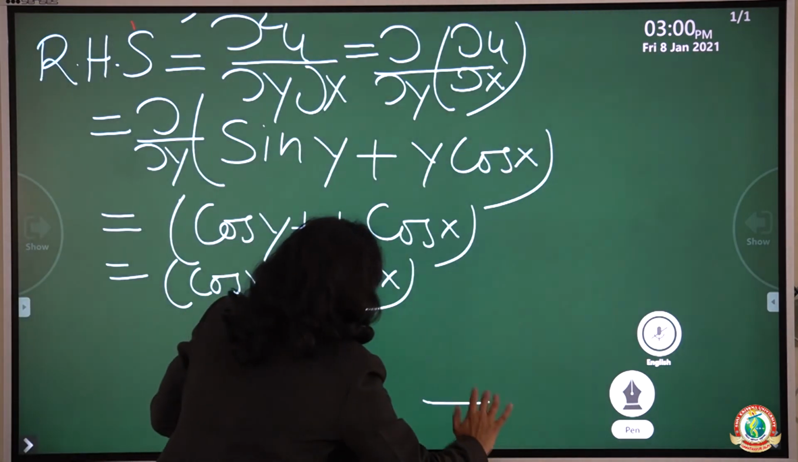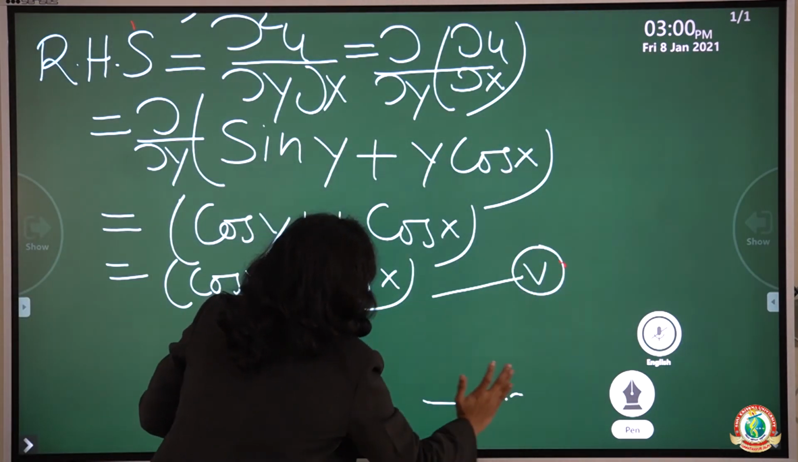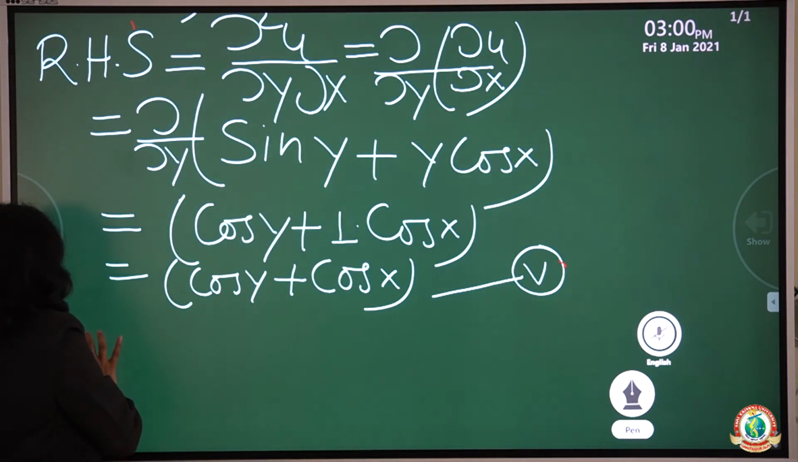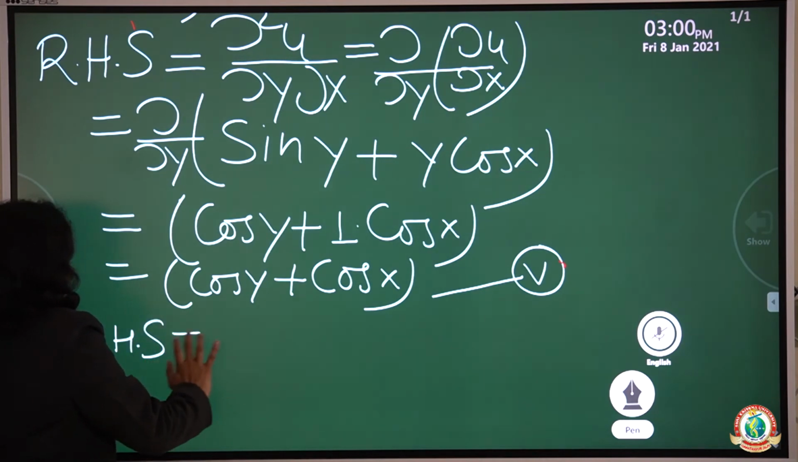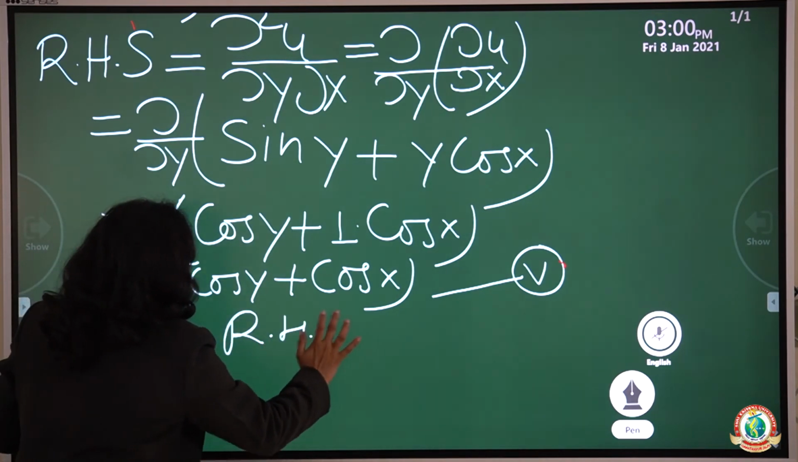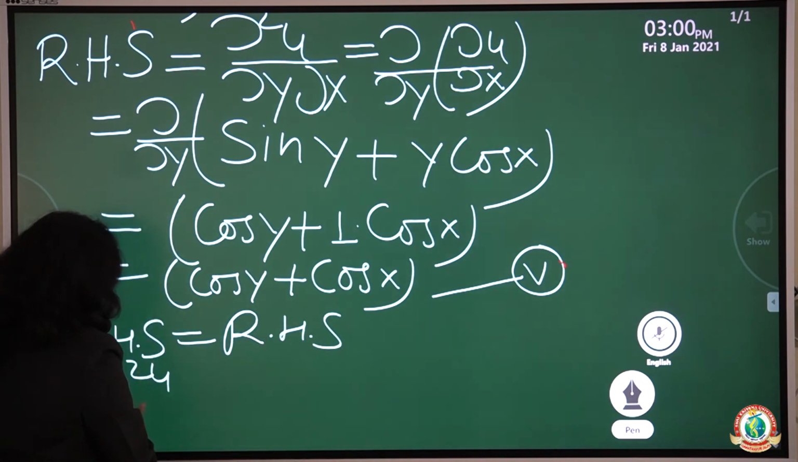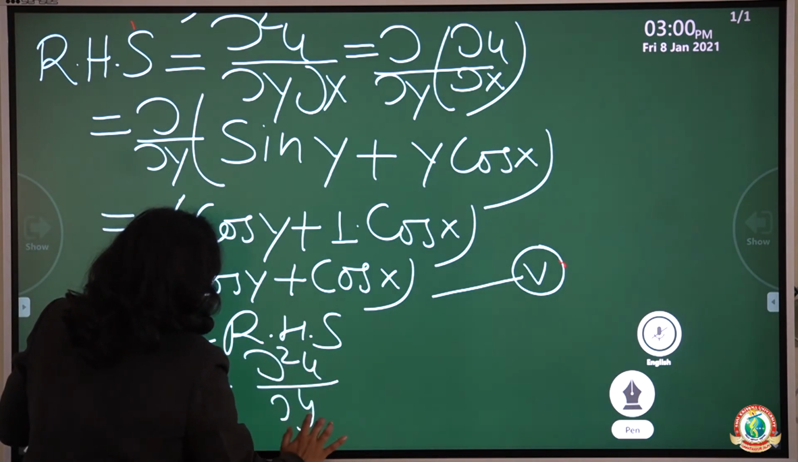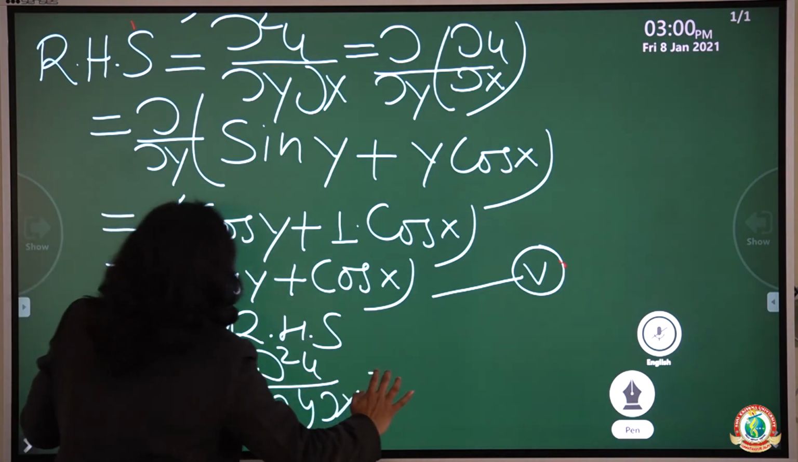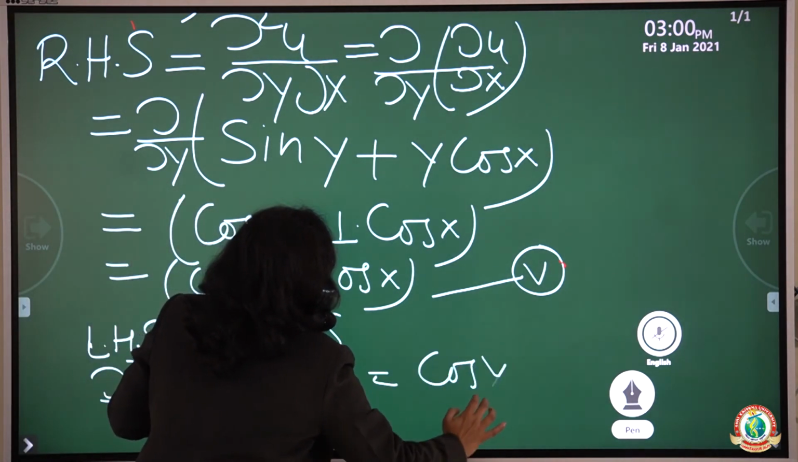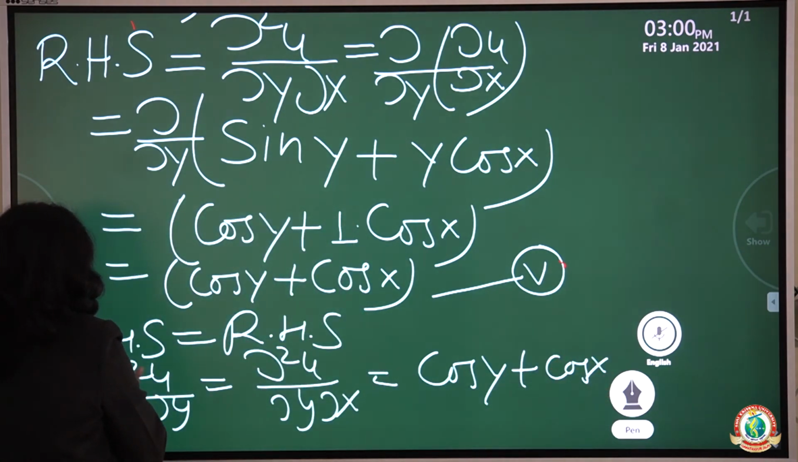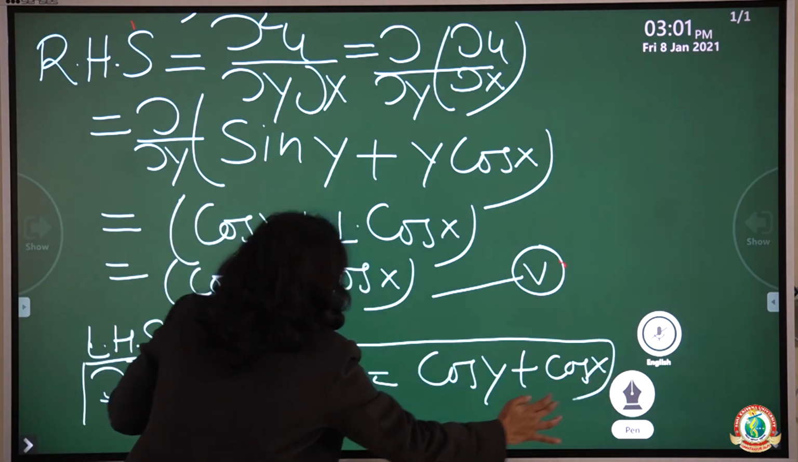This is the fifth equation. Now we can see that the left hand side is equal to the right hand side, meaning del 2u by del x del y is equal to del 2u by del y del x, which is equal to cos y plus cos x. This is the proof of this question.